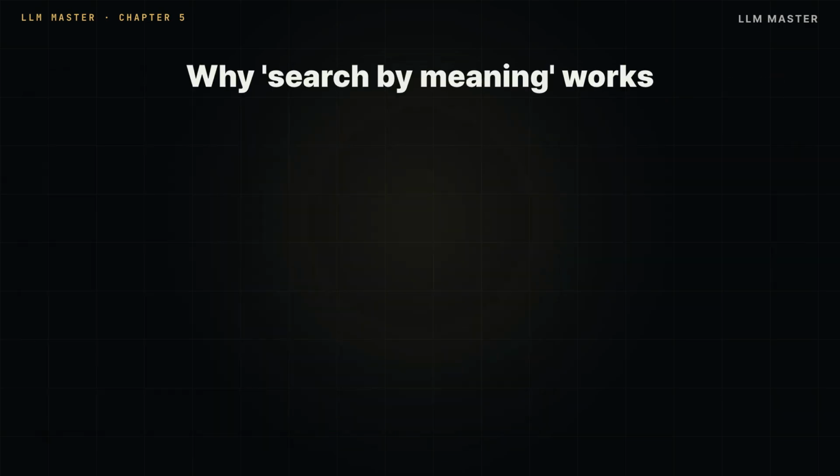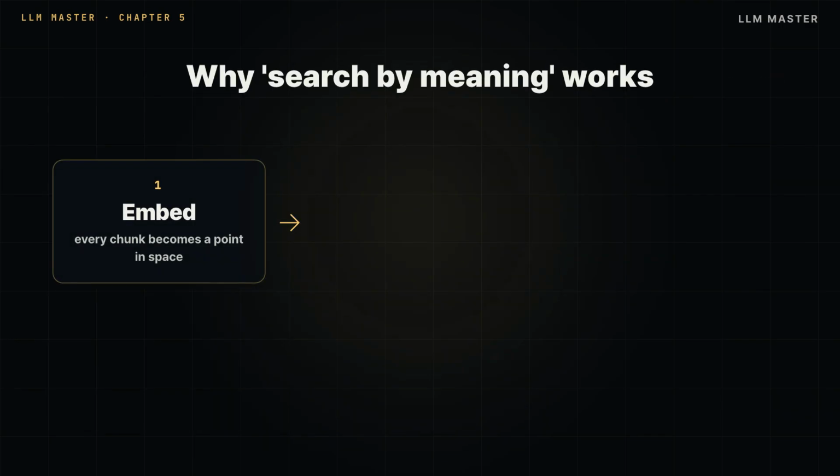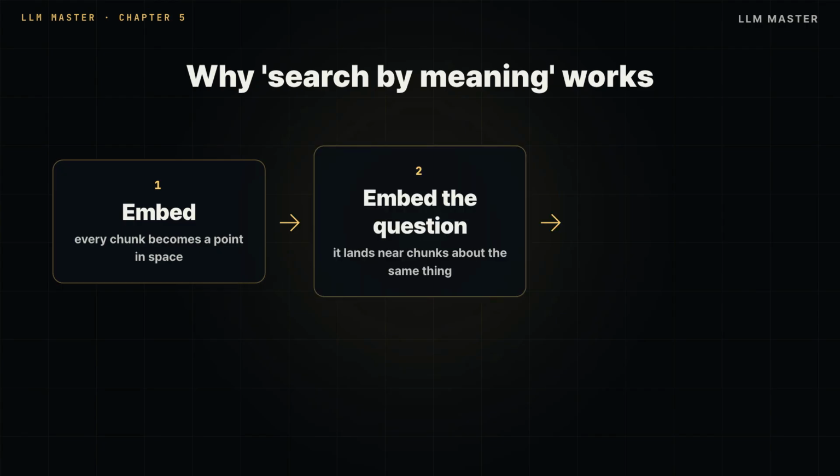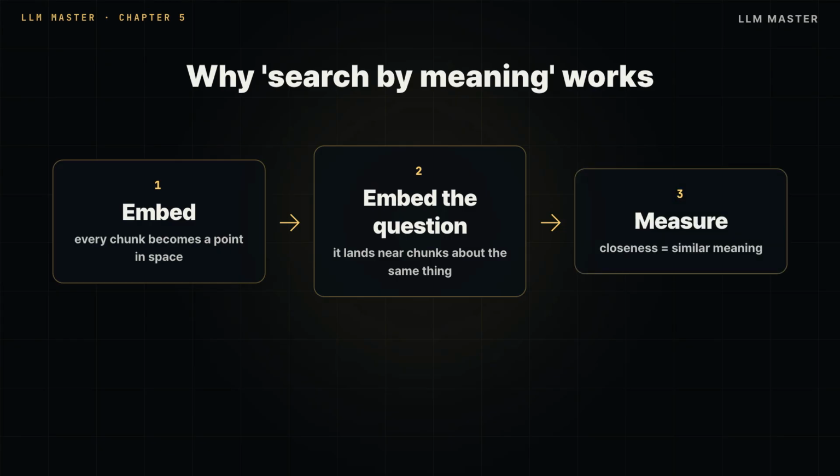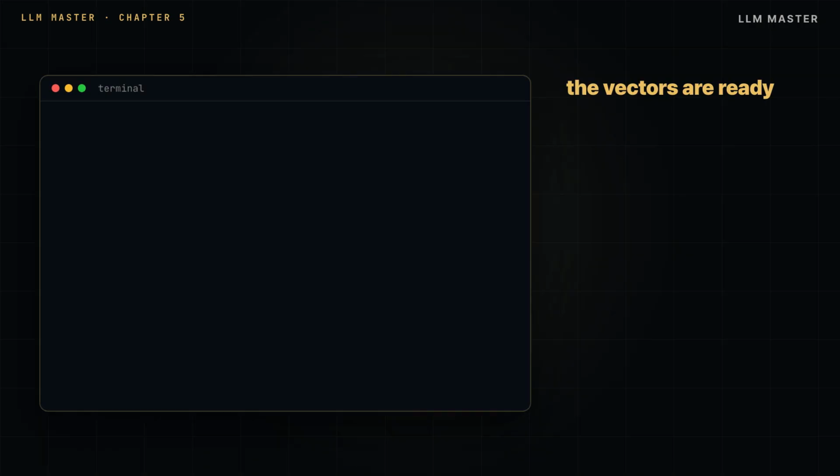So why does searching by meaning actually work? Because both the chunks and the question go through the same embedding model. They live in the same number space. Every chunk becomes a point. When someone asks about time off, that question lands right next to the handbook's vacation section, even if it never uses the same words. Ask about PTO, and it finds the passage that says vacation. Closeness means similar meaning. Keyword search would miss that match completely. Embeddings don't. Let's see it land.